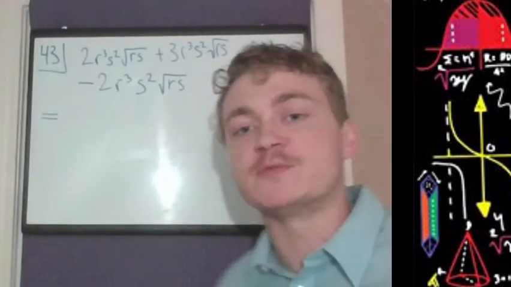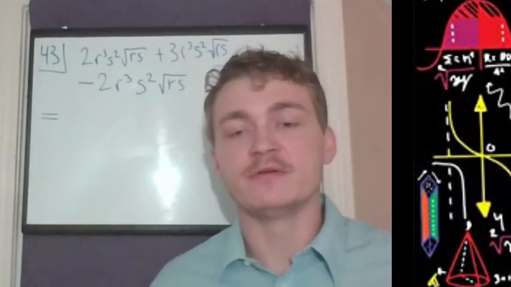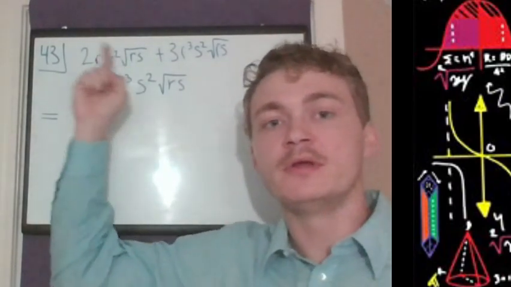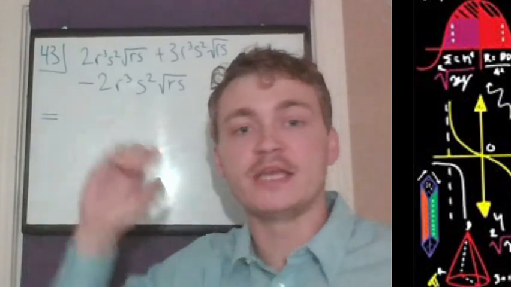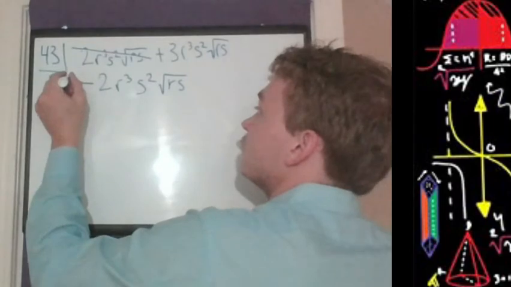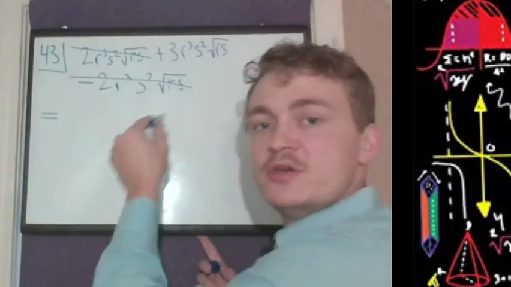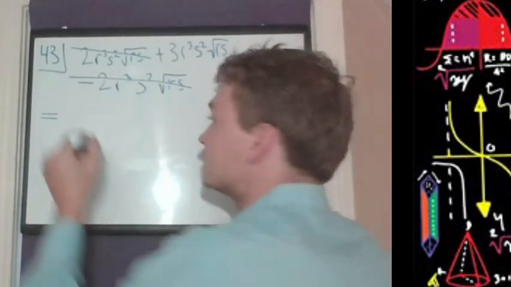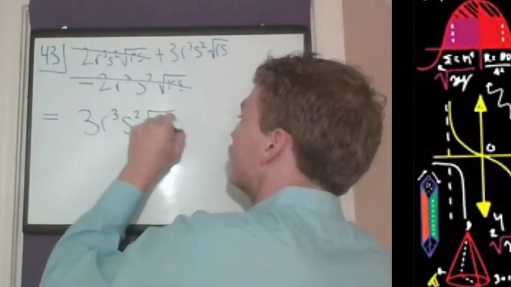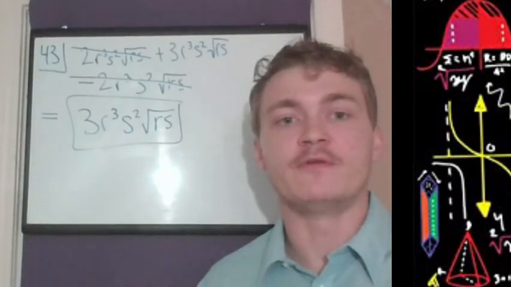What do we know about opposites when we combine them using addition? 8 and negative 8 combine to give us 0. 15 and negative 15 combine to give us 0. Here, any number and its opposite, these two are going to combine to give us 0. In other words, they cancel out. What are we left with? A positive 3 times r cubed times s squared times the square root of rs. And that is our simplified expression for number 43.